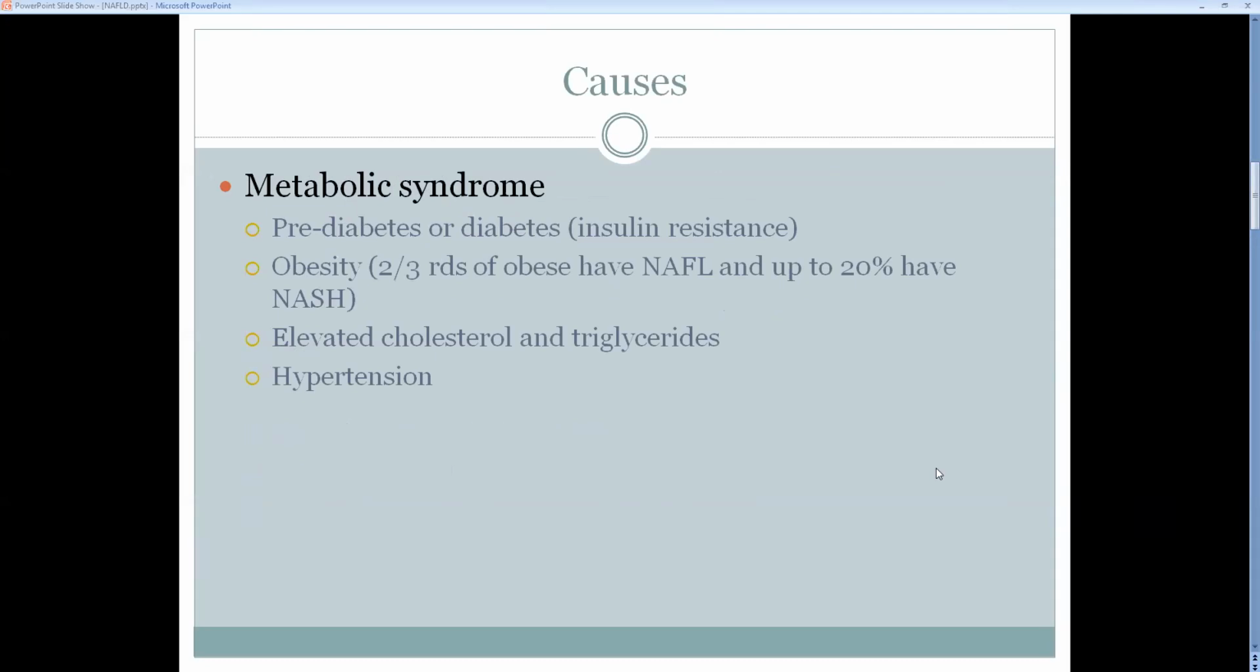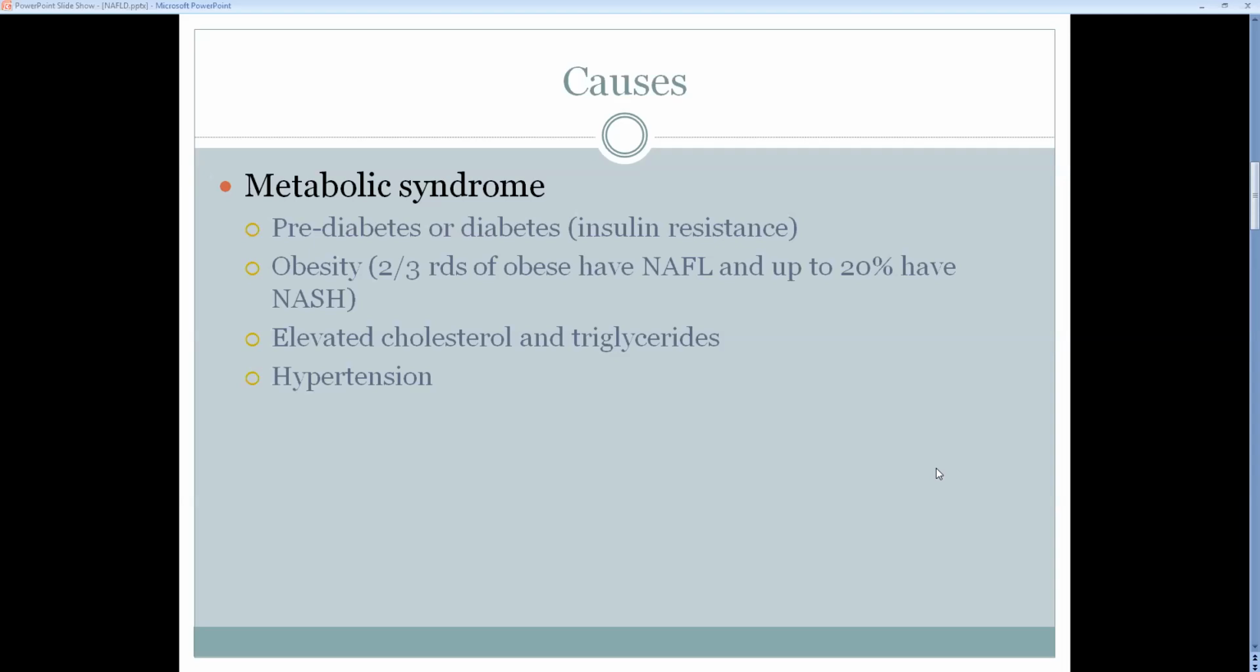Causes. The main cause for non-alcoholic fatty liver disease is a condition called metabolic syndrome. Metabolic syndrome has many other names, including syndrome X, and it has 4 components.